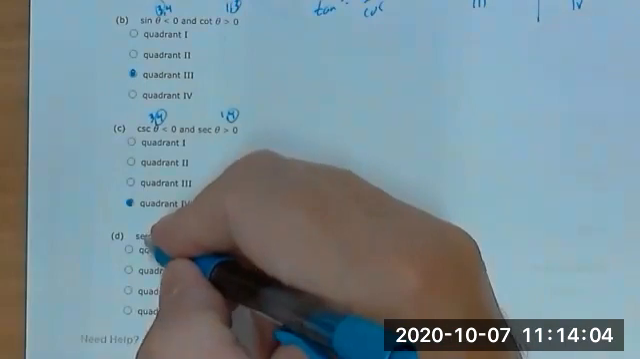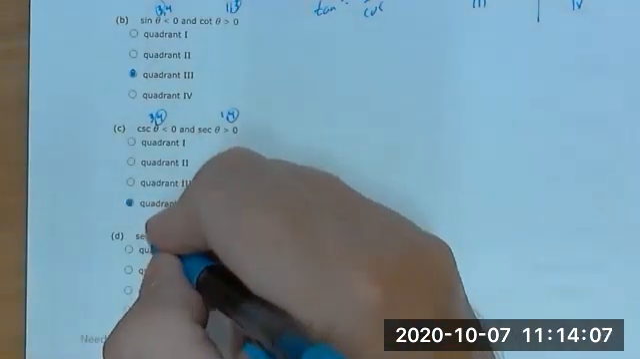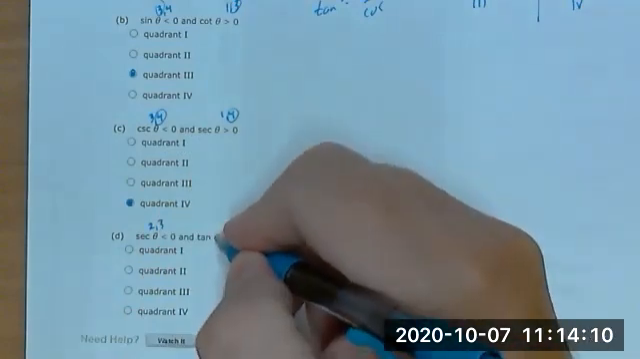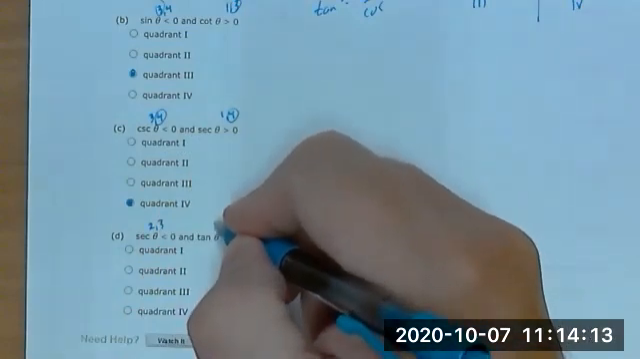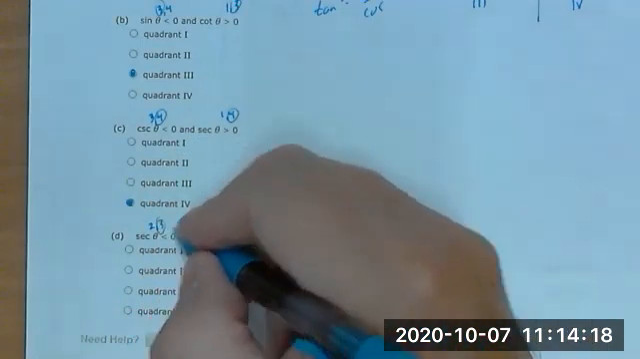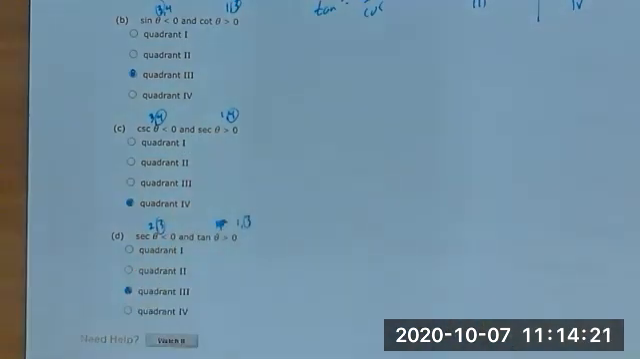And finally, secant, which is the same as cosine. Where is the cosine negative? 2 and 3. Where is the tangent positive? 1 and 3. So what's in common? Quadrant 3. Now let me just check my answers, make sure I didn't confuse myself. So quadrant 2, quadrant 3, quadrant 4, and quadrant 3. Yep. All right. Not too difficult, hopefully.